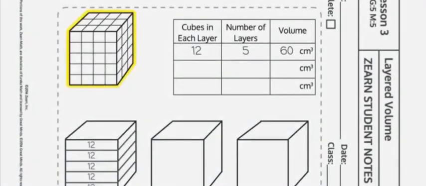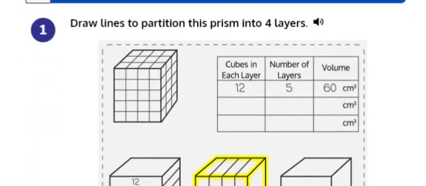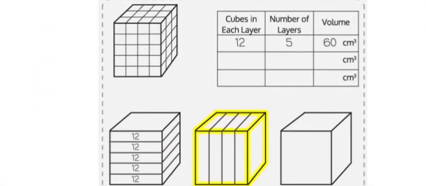Let's partition this prism another way. This time, we'll decompose it into vertical layers here. We can see 4 vertical layers in this prism. So, I'll draw lines to partition this prism into 4 vertical layers. Your turn. Draw lines to partition this prism into 4 layers.